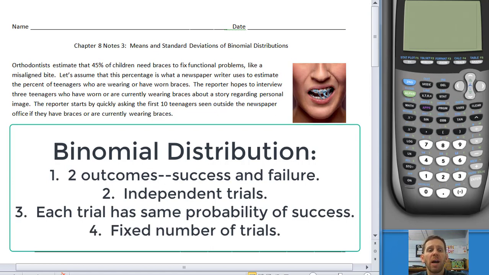And then a fixed number of trials. We are asking 10 teenagers. So we're hoping to get 3, but we are going to ask 10 teenagers. So we might get more than 3, we might get less than 3, but there are a fixed number of trials. This is a binomial setting.